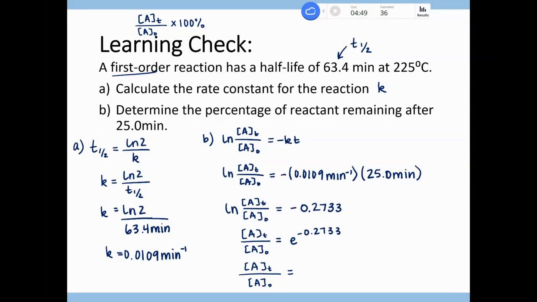So this ratio, the concentration of A at time t divided by the initial concentration, is equal to e to the power of negative 0.2733, which is 0.761. We multiply that by 100%. 76.1% remains. So after 25 minutes, no matter what concentration you start with, 76.1% of that initial concentration remains for this reaction.